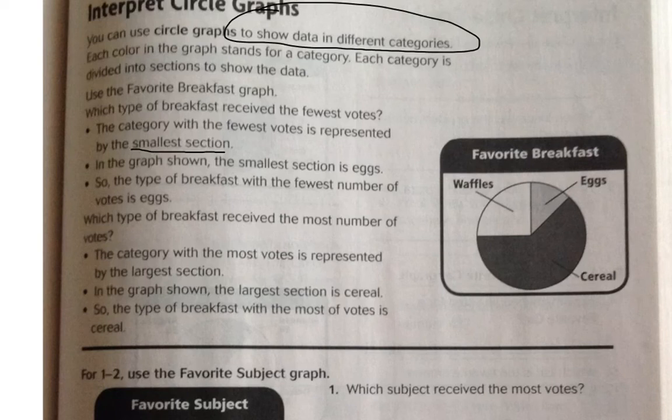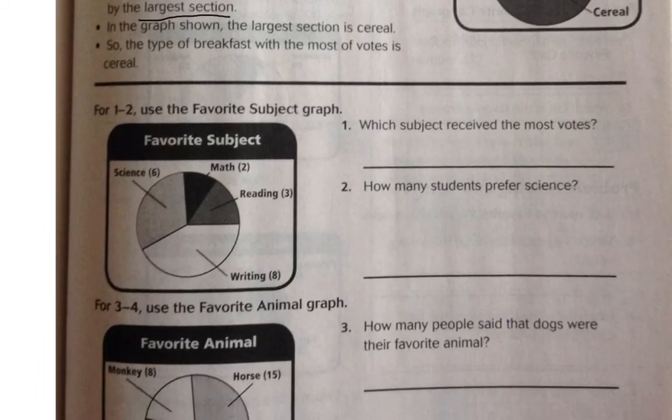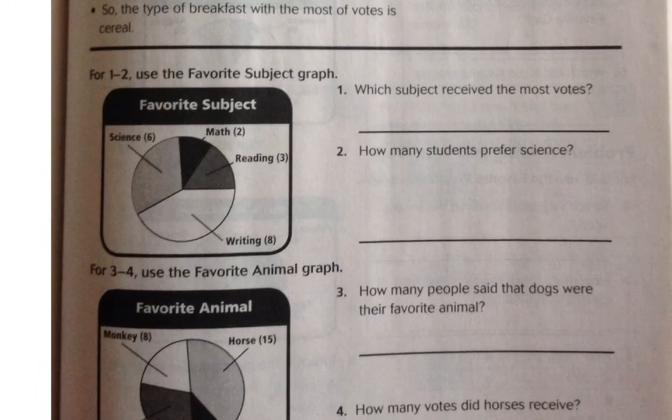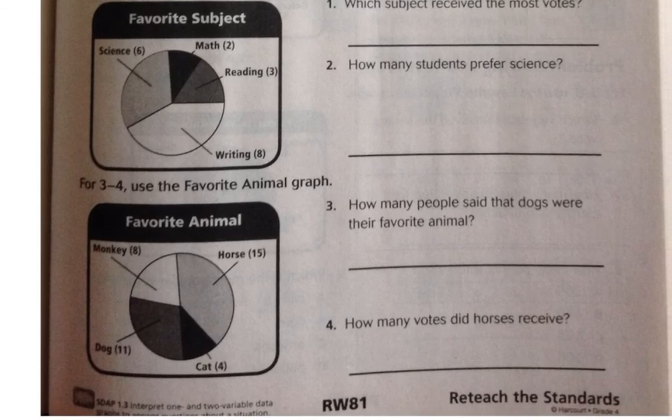Which type of breakfast received the most number of votes? The category with the most votes is represented by the largest section. Largest number, largest section. In the graph shown, the largest section is cereal, so the type of breakfast with the most votes then is cereal. Okay, remember small number, small piece of the pie. Big number, big piece of the pie.